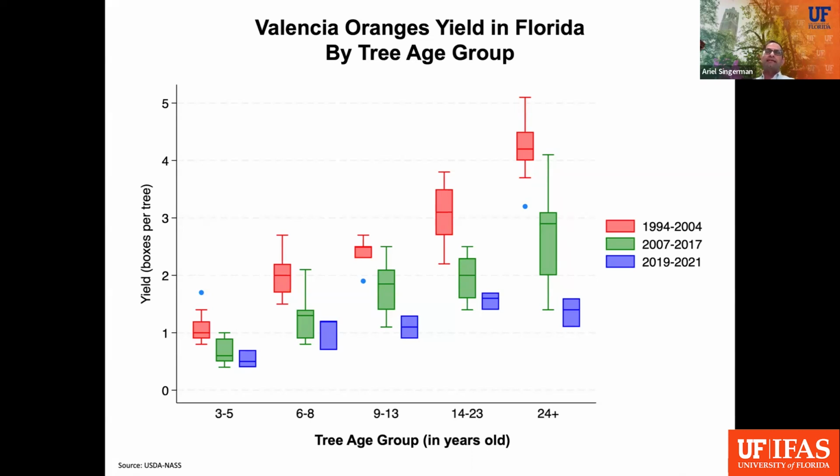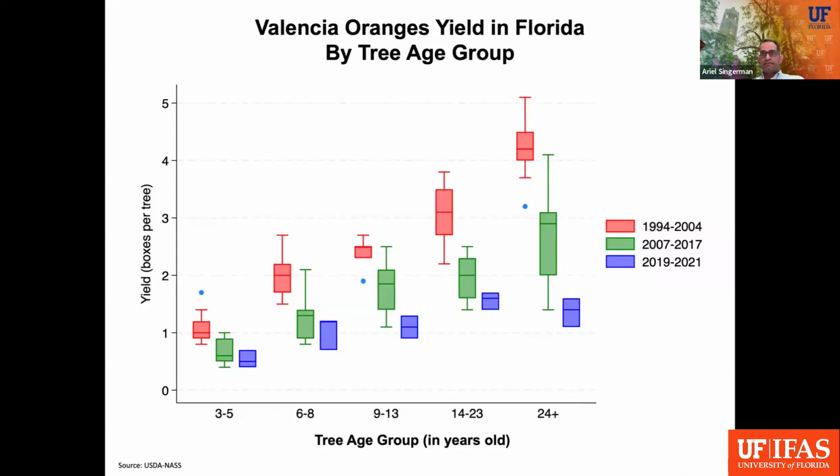But still, what we can see is that there was the same trend in the sense that each tree age group produced more than the previous one. Now, the blue bars denote the period that goes from 2019 to 2021. And we can see that, again, we see a drop in each of the tree age groups' yield. But now, one noticeable feature that we see is that the 24-plus-year-old trees no longer produce more than the 14 to 23-year-old trees. So there seemed to be an increase in the decline of those trees.